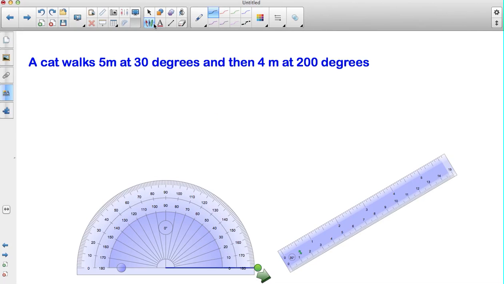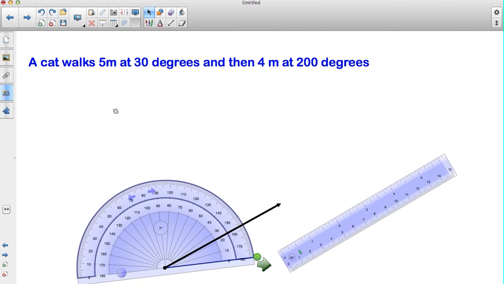So again, I'm going to jump on my arrow tool and start from a convenient point. Now we want to go 5 meters at 30 degrees. Red is our resultant one, so let me make sure I get to black. I'm going to establish my 30 meters first, and then we'll subtract those after that. So there's my 30 meters.